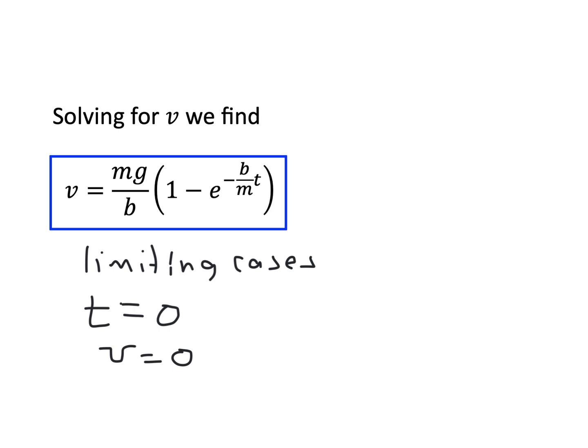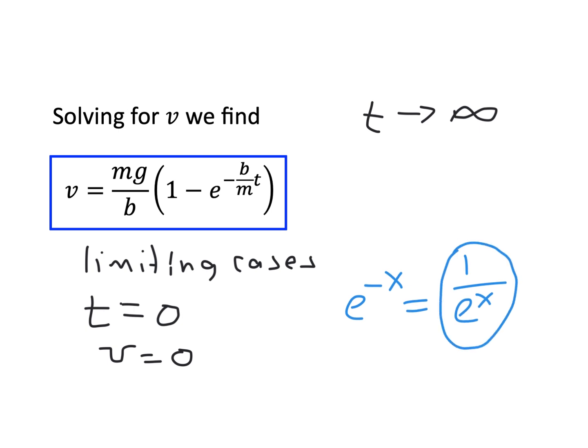Now, what about another limiting case? Let's let t go to infinity. And so what is going to happen if I plug in the limit as t goes to infinity right here? Well, let's look at this e to the minus b over m times t. If I write that out, e to the minus x is equal to 1 over e to the x. And so as x gets bigger, this whole thing gets smaller. It's the same thing here. I have e to the minus b over m times t. As t gets bigger, this whole term gets smaller and eventually goes to 0.